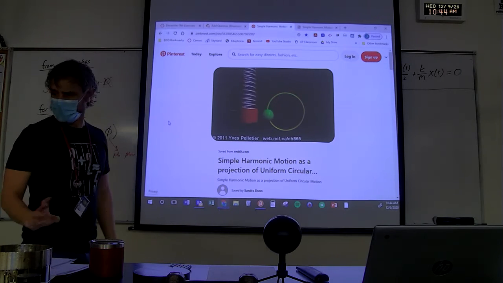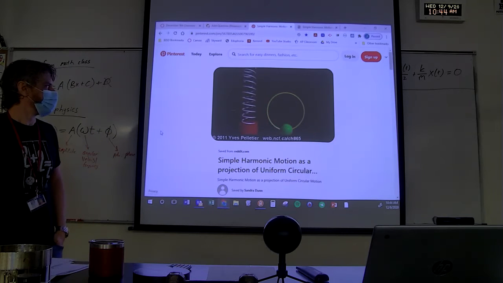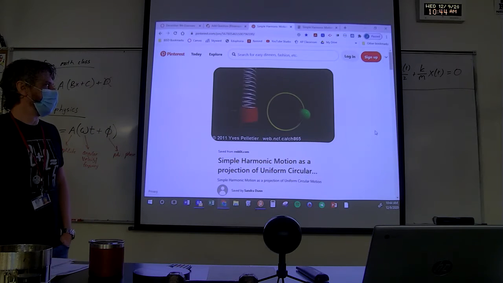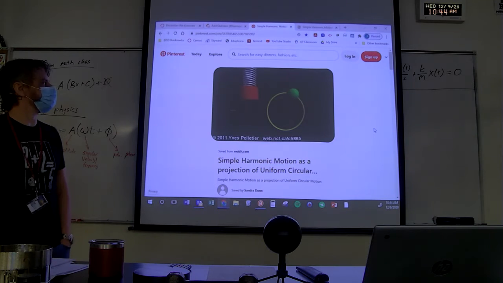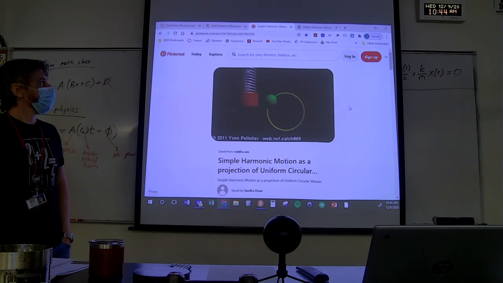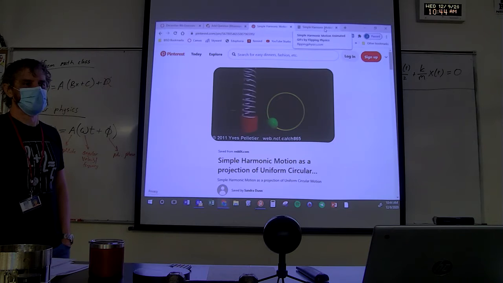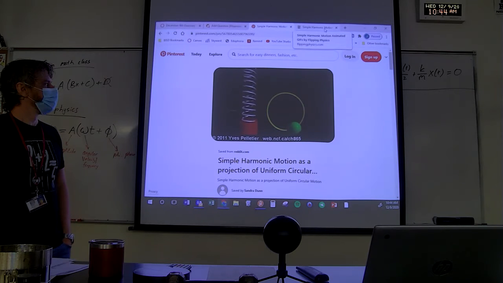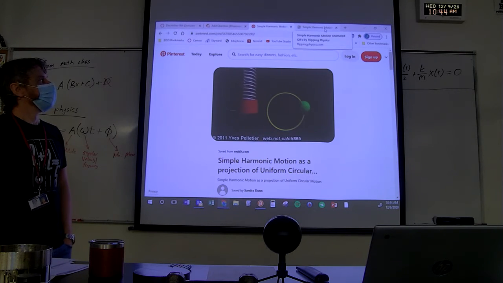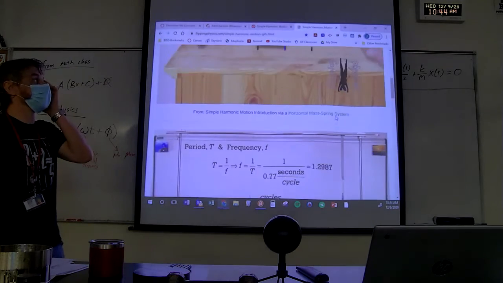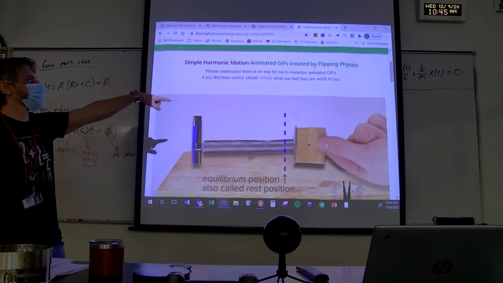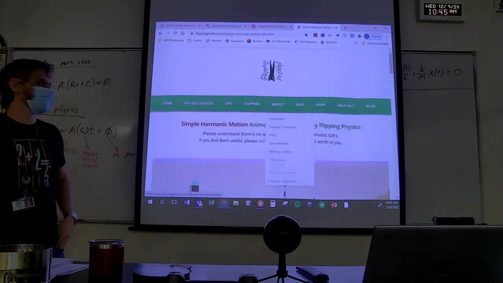Right? So how do I put that GIF into my notes? You can't. Draw every frame. I'll make a flip book. Draw a spring in a squished circle. There you go. What you might also want to do is look at simple harmonic motion animated GIFs from Flipping Physics, because this is pretty good.